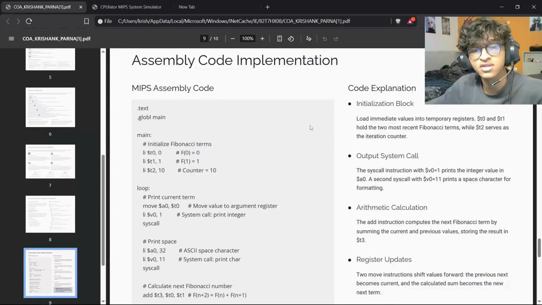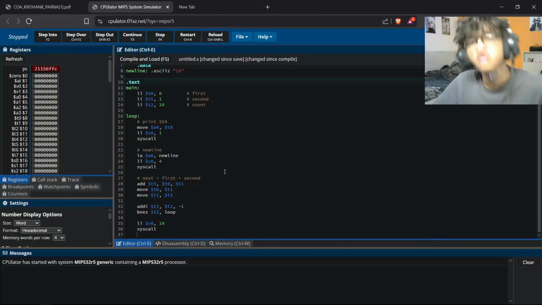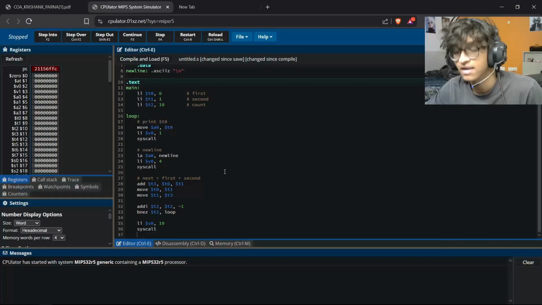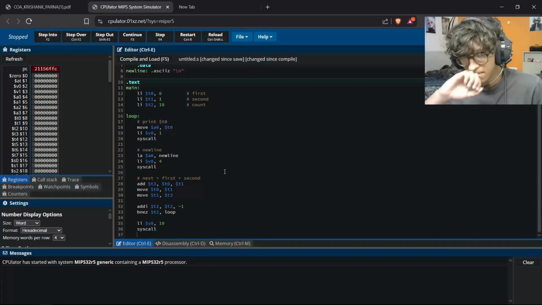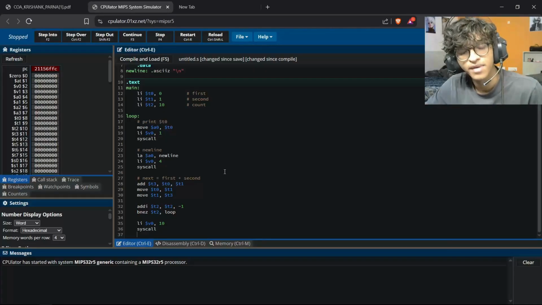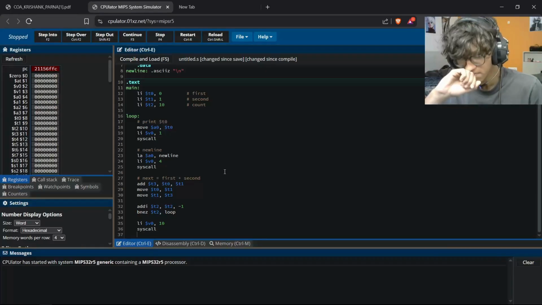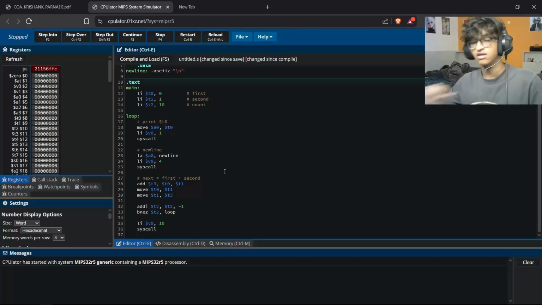Coming back to the code, this is the assembly code which I have written for the Fibonacci series. First I load the first term 0, the second term 1, and then set the counter to 10. In the loop, I print the value of $t0 using syscall 1, then I print a space using syscall 4, and then I calculate the next Fibonacci term using add $t2, $t0, $t1. Then I update the registers, moving $t1 to $t0 and $t2 to $t1. Then I decrement the counter and branch back to the loop until all 10 numbers are printed.